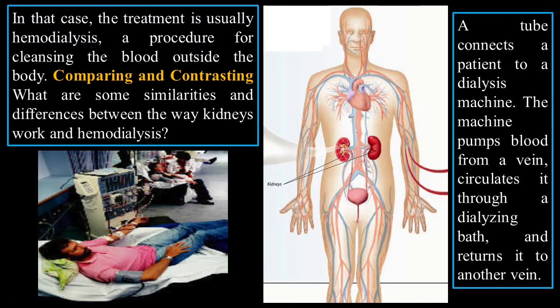In that case, the treatment is usually dialysis, a procedure for cleansing the blood outside the body. Comparing and contrasting, what are some similarities and differences between the way kidneys work and hemodialysis? A tube connects a patient to a dialysis machine. The machine pumps blood from a vein, circulates it through a dialyzing bath, and returns it to another vein.